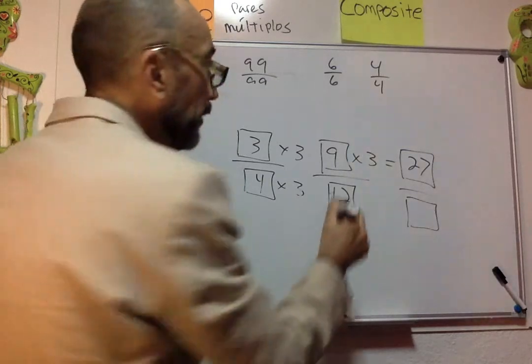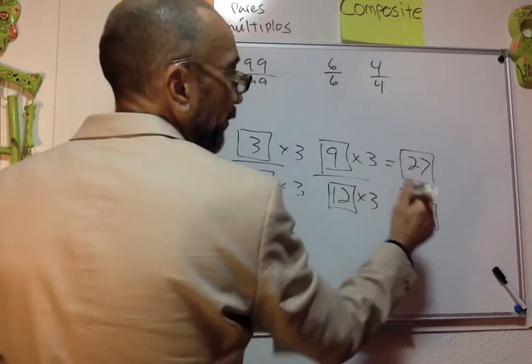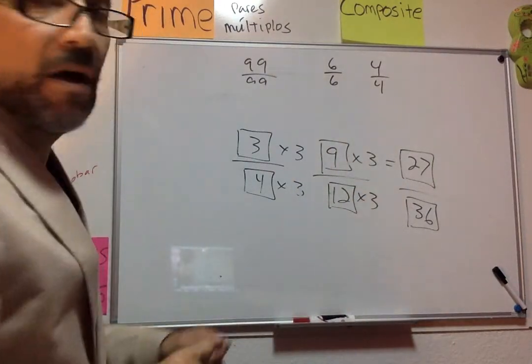Okay. So times 3, and that's 33, 34, 35, 36. See how I did that? All right. And those are all equivalent fractions.